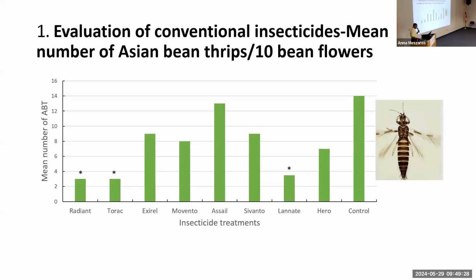Here this shows the effect of those insecticides on Asian bean thrips. I will not read all those bars. You can see that the first 2 bars, which are Radiant, Torac, and Lanate, provided significant reduction of these thrips in comparison to the control. You see the control bar is at the right-hand side.